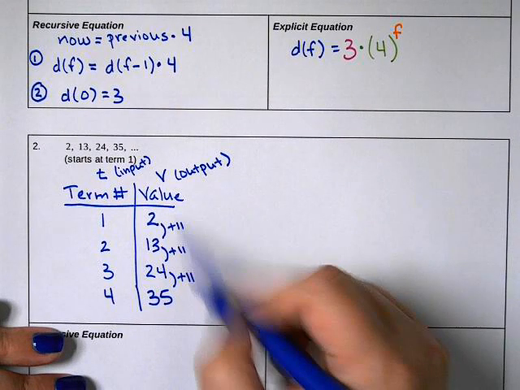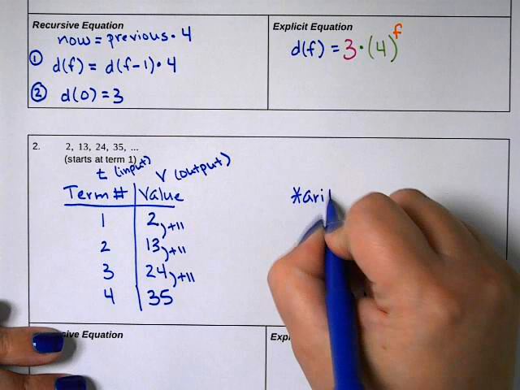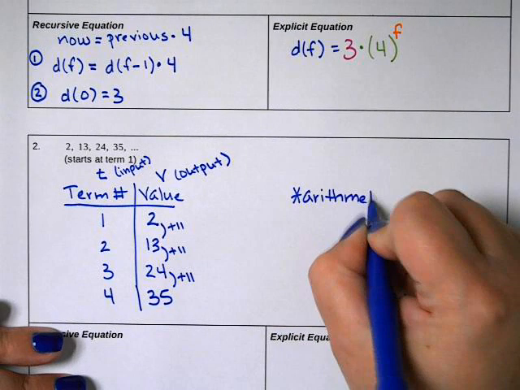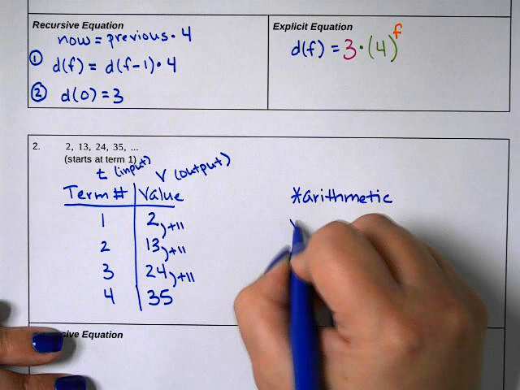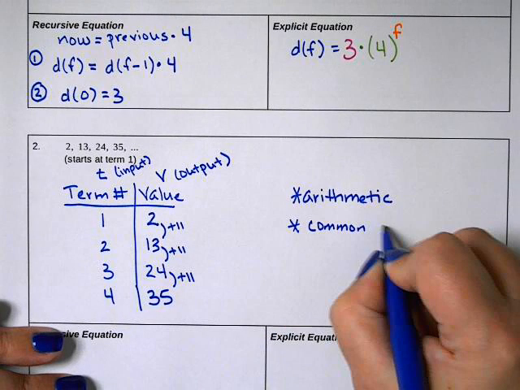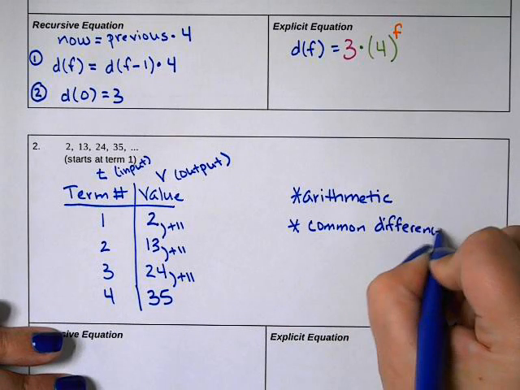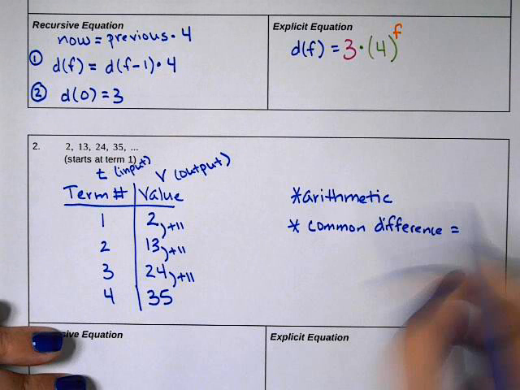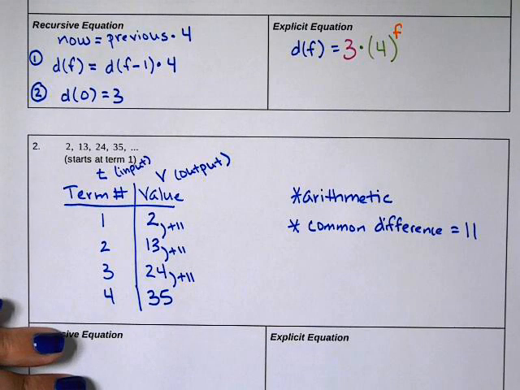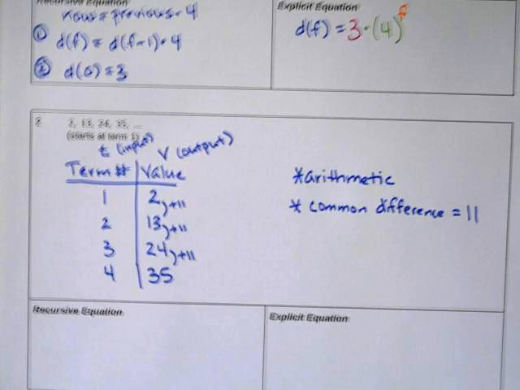So if my pattern is adding, I know that this is arithmetic. And if it's arithmetic, I know that it has a common difference. And so the common difference is, we're adding 11, so the common difference is 11. So now I'm going to go ahead and write the recursive.